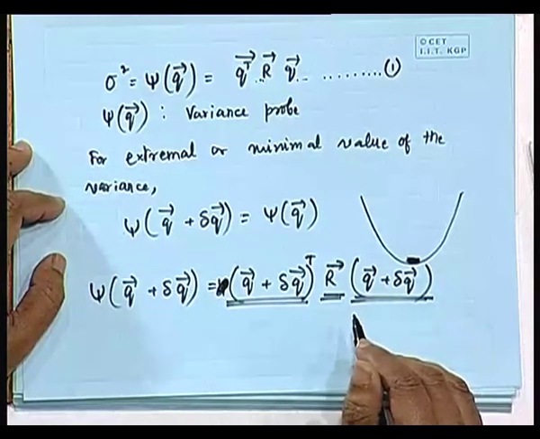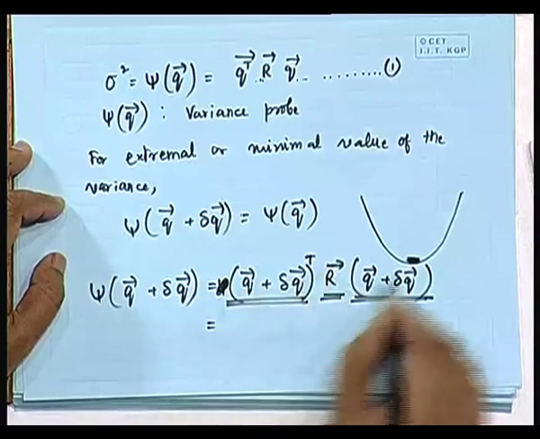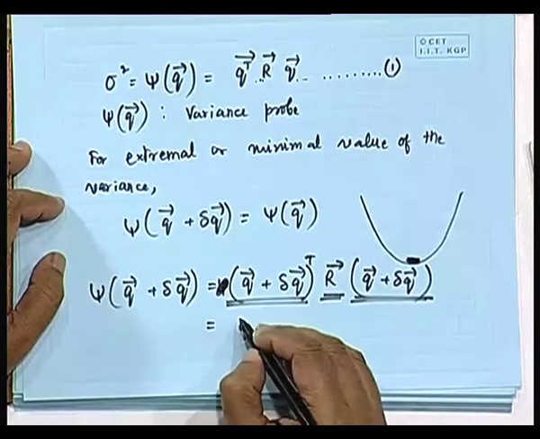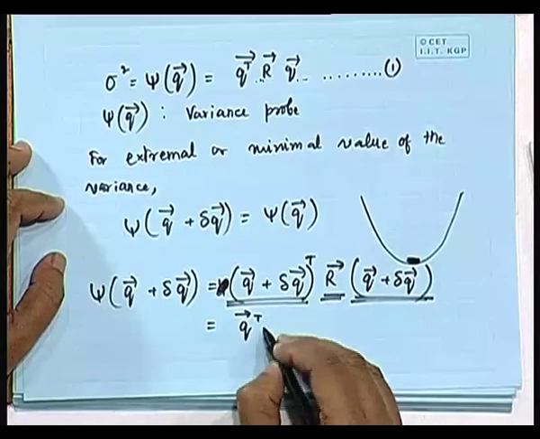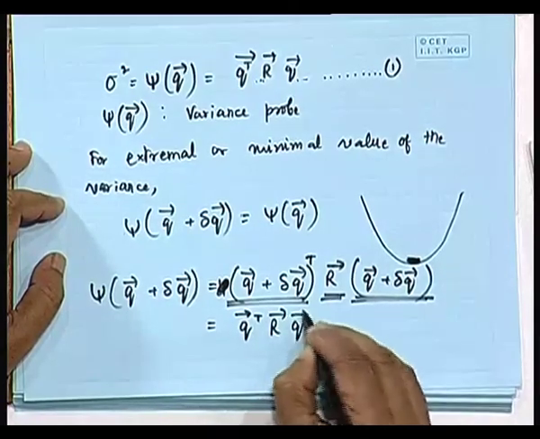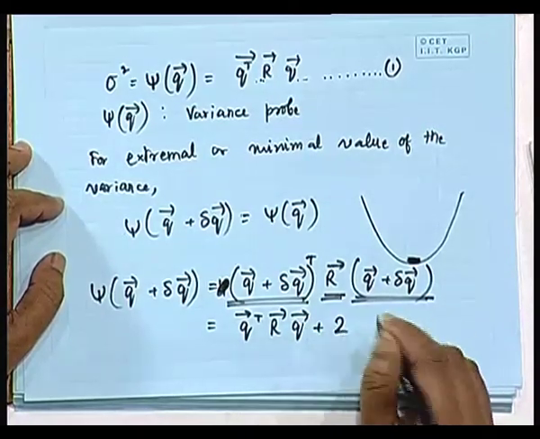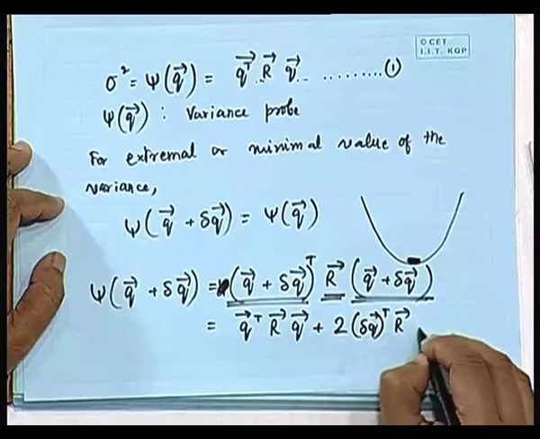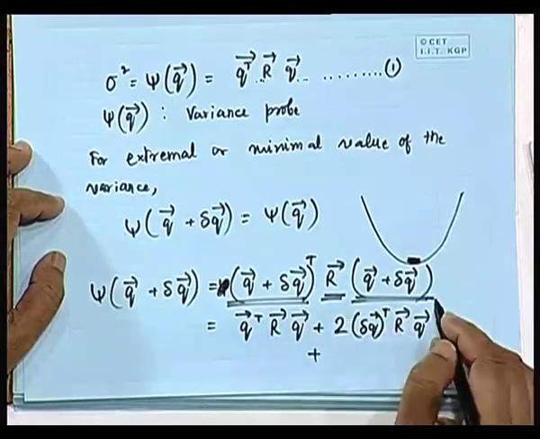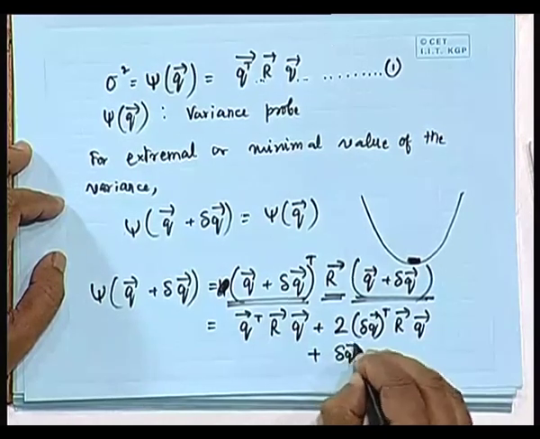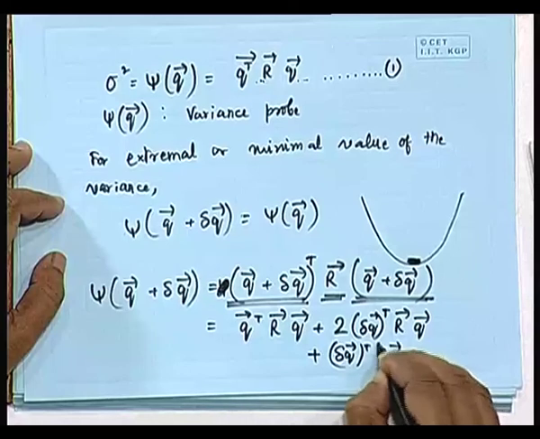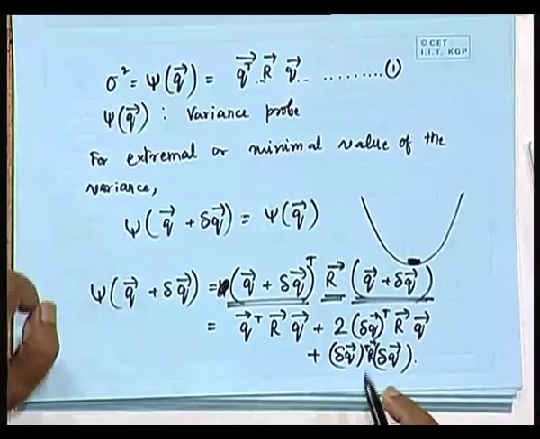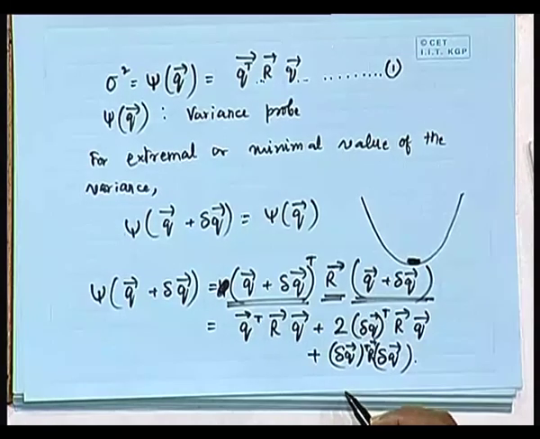So now what we have to do is expand this whole thing, and by expanding we will be getting 3 terms. One is Q transpose R Q. Then we will be getting 2 times delta Q transpose R Q, all right. And then the third term is delta Q transpose R delta Q, that is, delta Q times R delta Q. Thank you for the correction again. So there are 3 terms in this expansion.